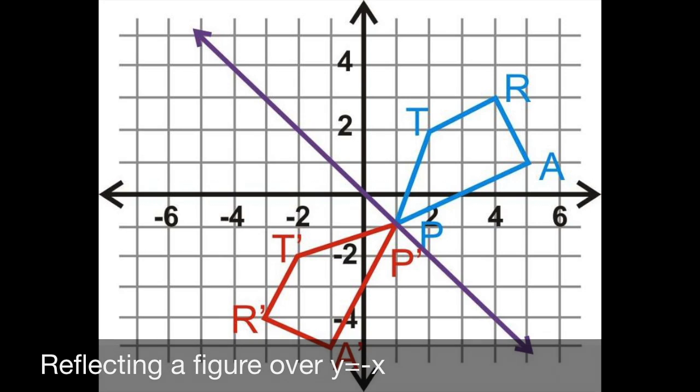To reflect a pre-image over y equals -x, you flip both the x and y values and change the signs for both. For example, in this diagram, point A is +5, +1. When reflected over y equals -x, point A becomes -1, -5.